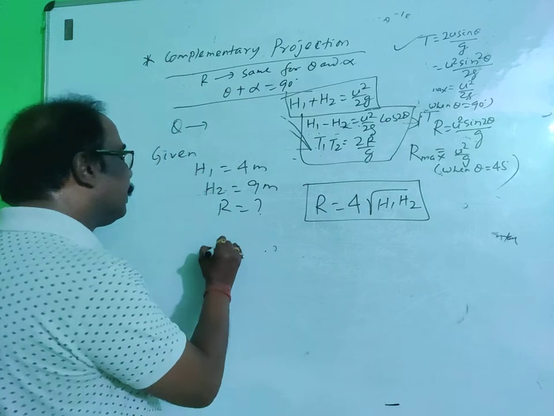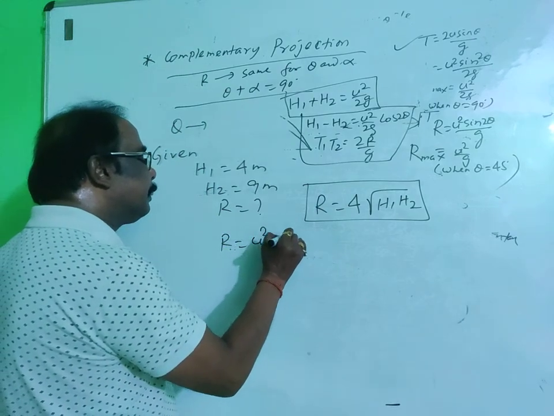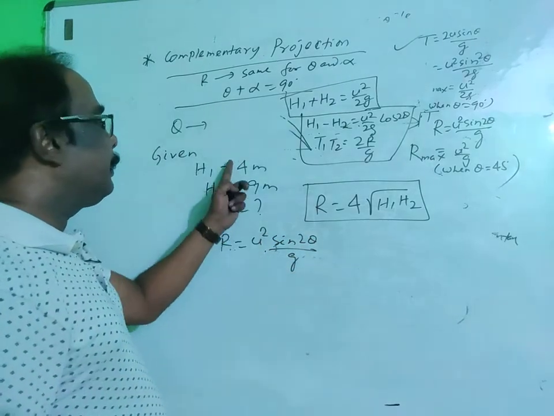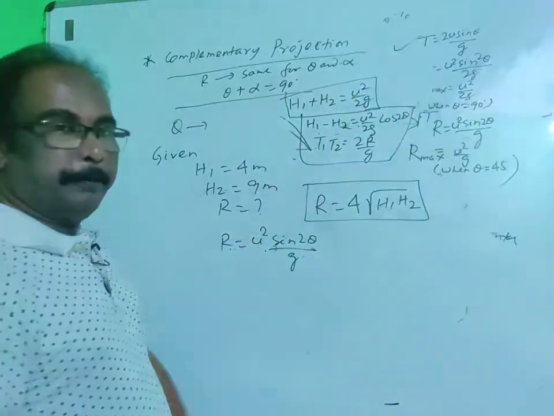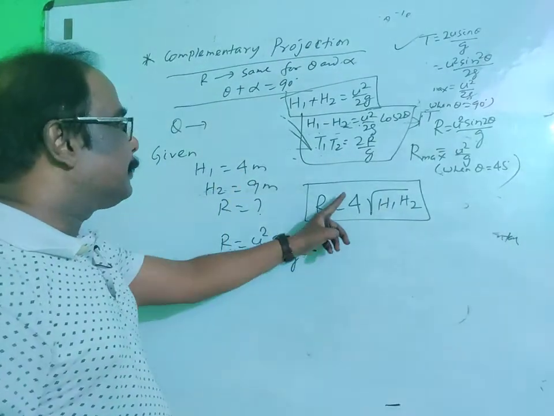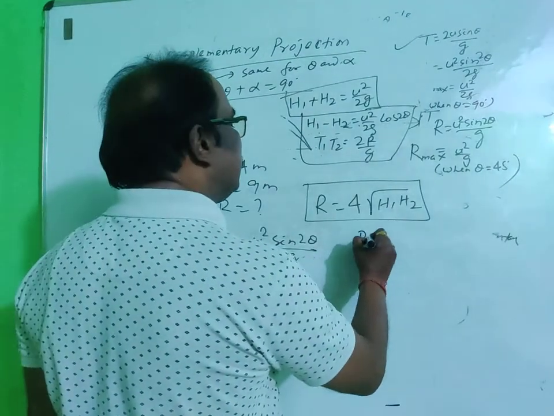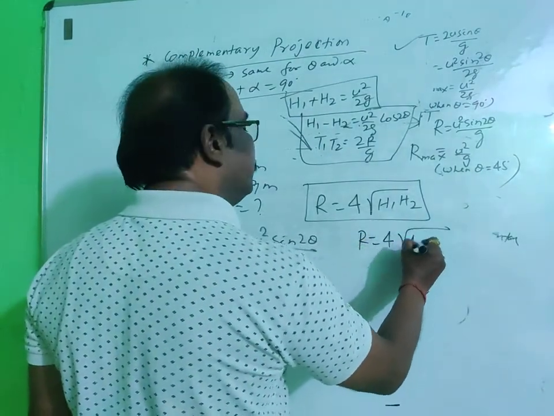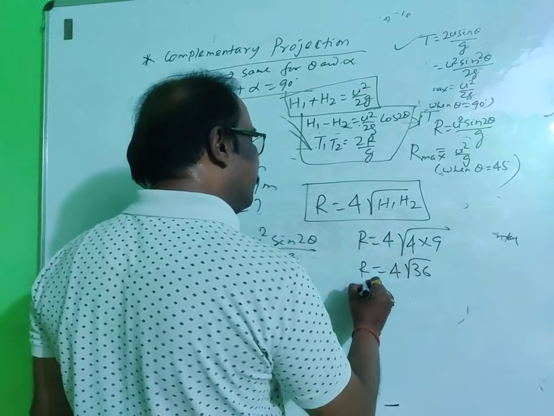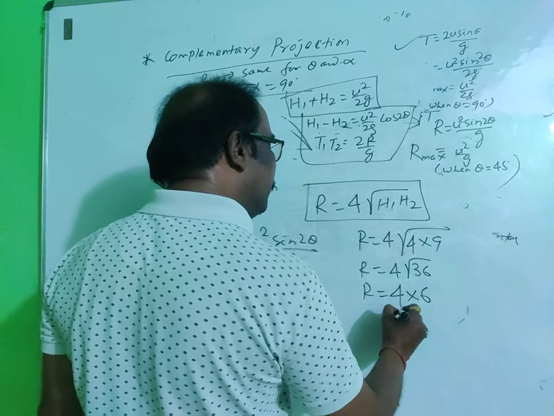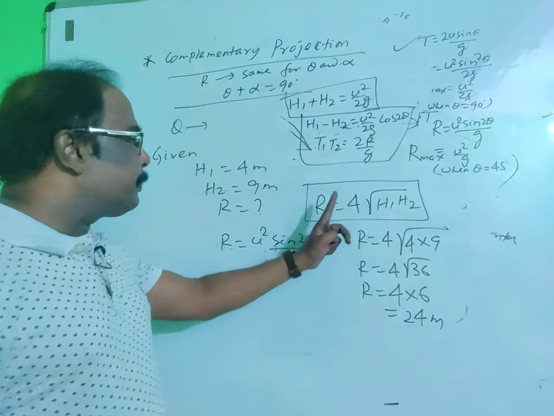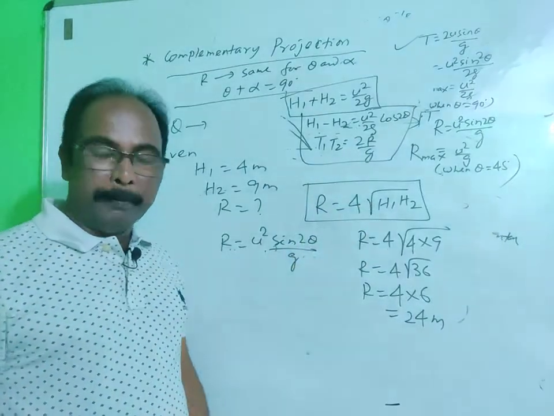You can derive the formula also. Range is equal to u square sin 2 theta by g. From this you can calculate h1 and h2, square and solve, but it will take some time. Just remember this formula. The range is equal to 4 root of 4 into 9, so range is equal to 4 root of 36, so range is equal to 4 into 6, that is equal to 24 meters. What is the answer? Yes, 24 meters. Just keep it in mind for objective based questions.